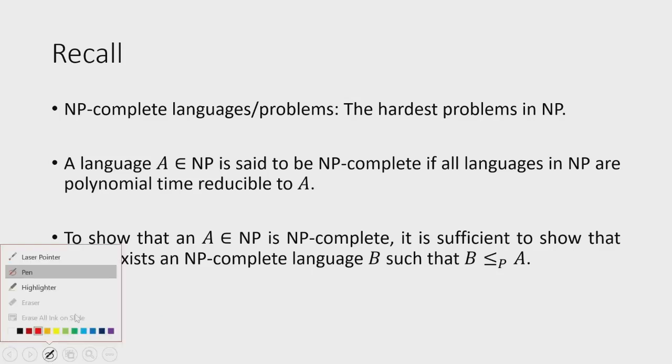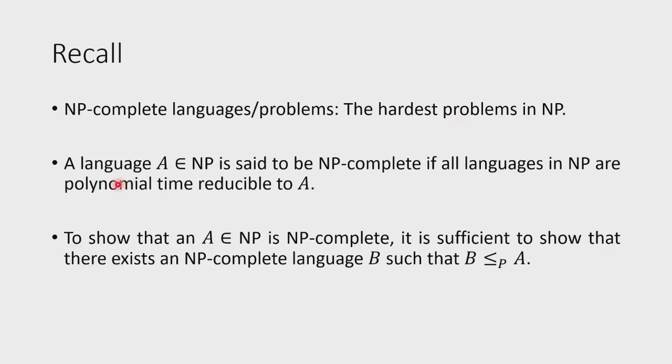Let me get back my pointer. As I said, a language A in NP is said to be NP complete if all languages in NP are polynomial time reducible to A. And observe that to show that a language A in NP is NP complete, it is sufficient to show that there exists an NP complete language B, so that B reduces to A in polynomial time. So is this last point clear? Because we would use this in one of the problems.